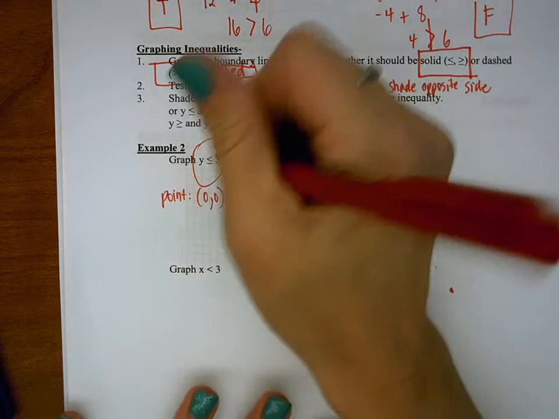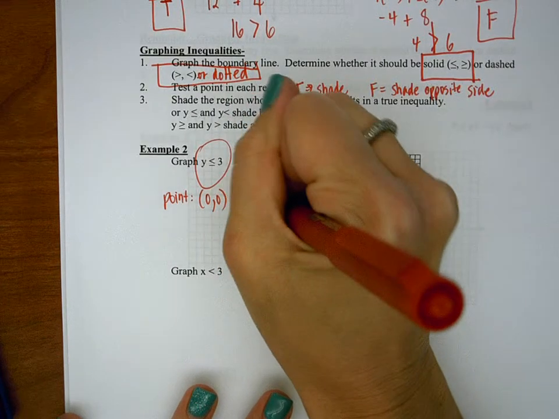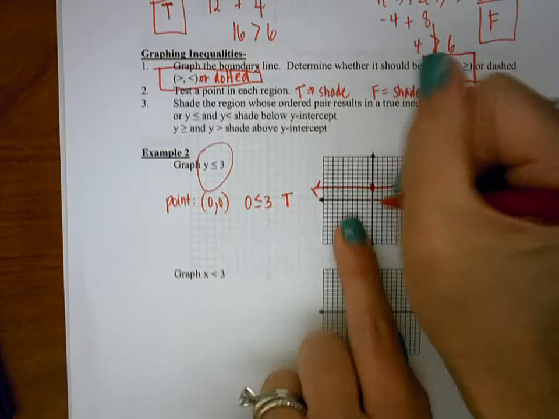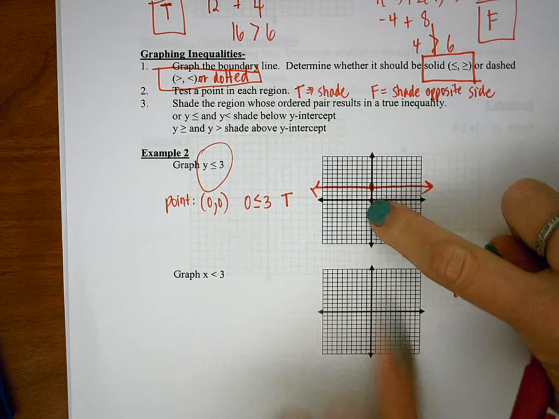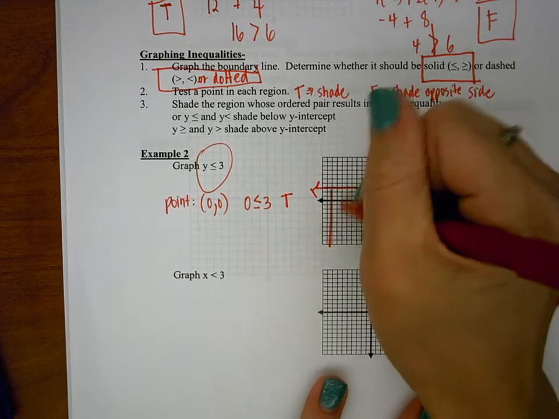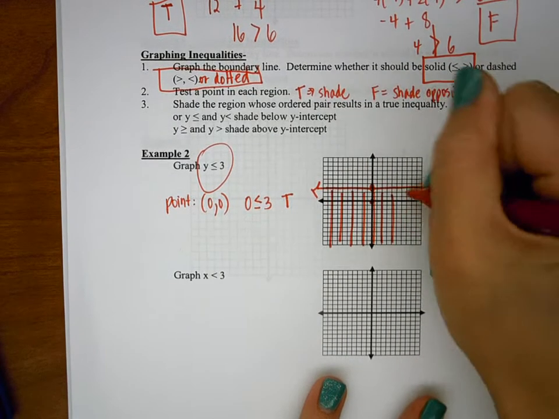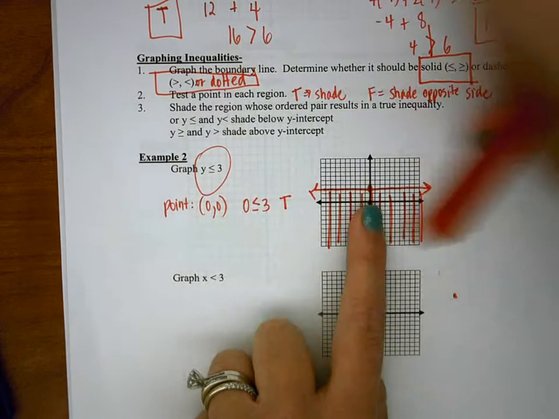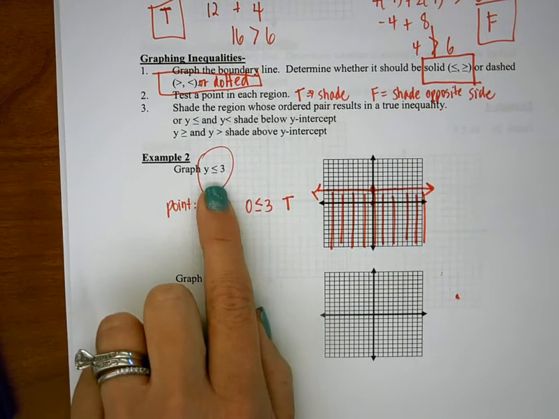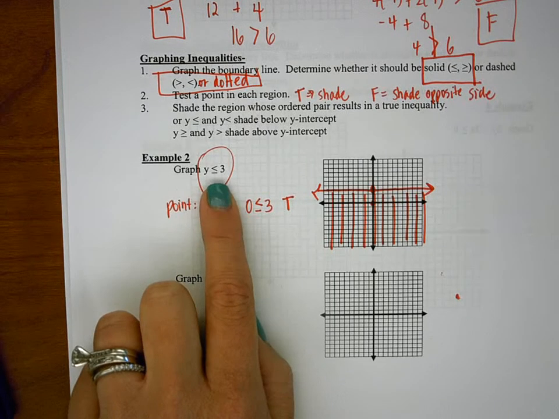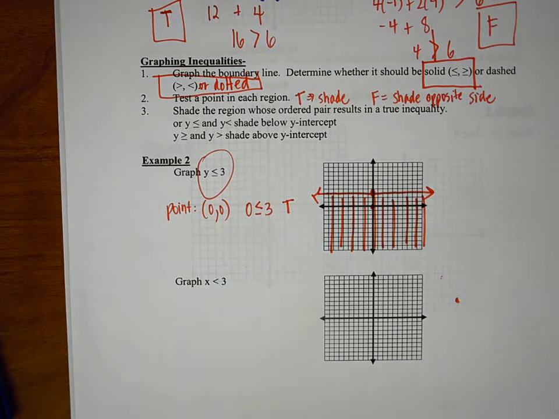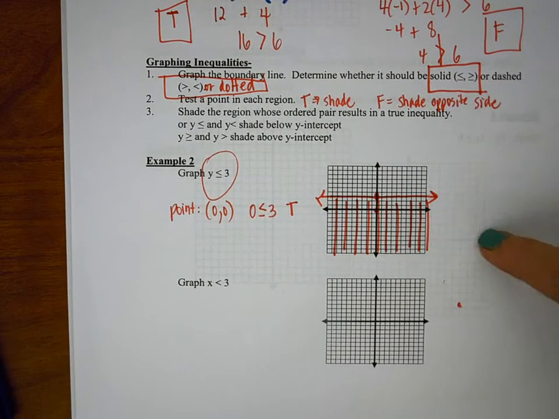So if I plug 0 in here, I'm saying is 0 less than or equal to 3. Is this a true or false statement? True. Since it's true, see how 0, 0 is right here? And it was true, that means the shading happens on the side where that point was. If this wasn't true, then the true part would be up here. Now, if you go back here and think about this, y is less than or equal to 3. All the less than points are going to be down. So if it says less than, you're going to shade down. Is that okay with everybody?